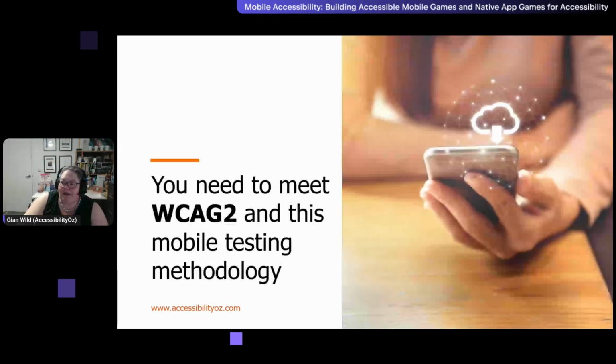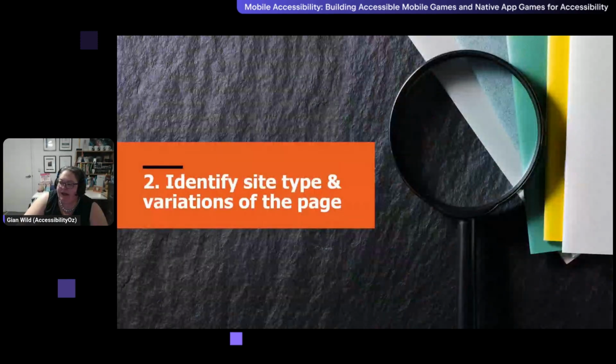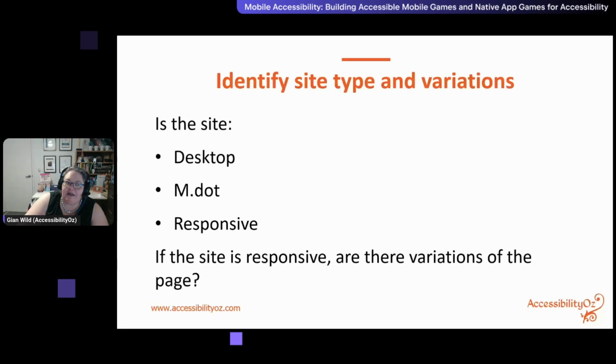And just another note that you need to meet WCAG 2 and this mobile testing methodology. So step 2, when it comes to determining what it is that you should be doing, you need to really identify the site type and variations of the page. So is your site going to be a desktop, m.dot, responsive site? If the site is responsive, are there variations of a page?